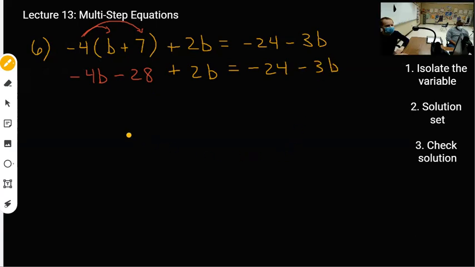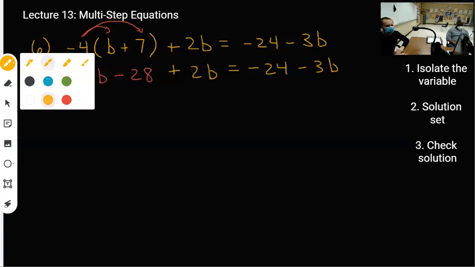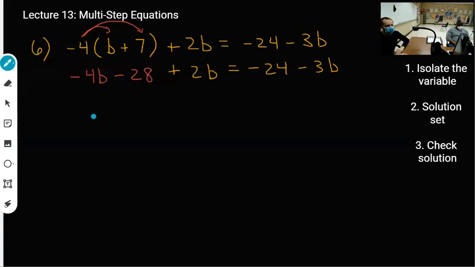All right, so at this point, what I can do is underline like terms, right? I can underline this b term right here, negative 4b, but I could also underline the 2b. They both end with the same variable, so I can add those together. So when I have negative 4b plus 2b, that's going to give me negative 2b. And then the minus 28 is going to come down. We haven't done anything with that yet. And the right side is going to stay the same for now.